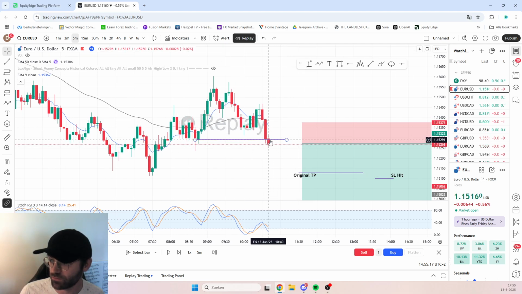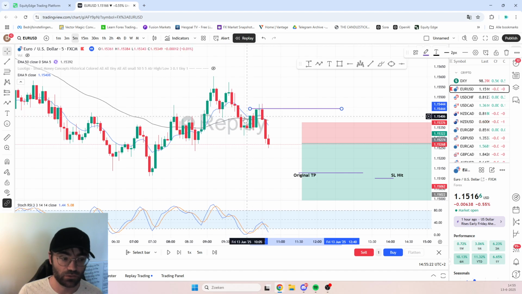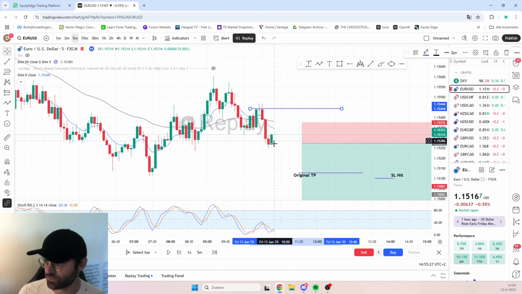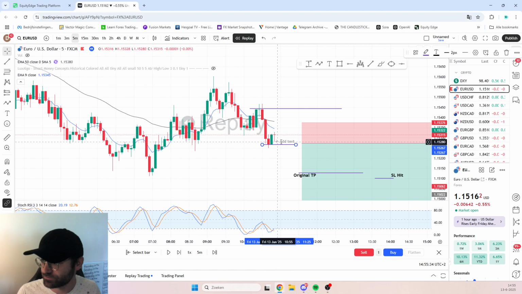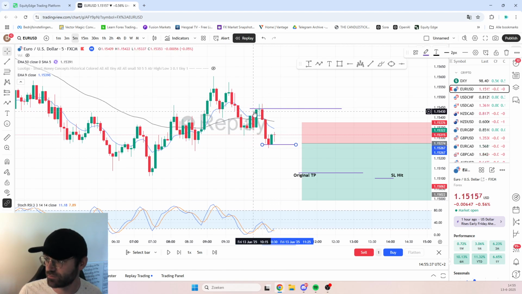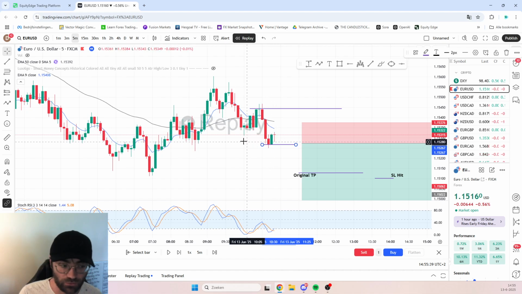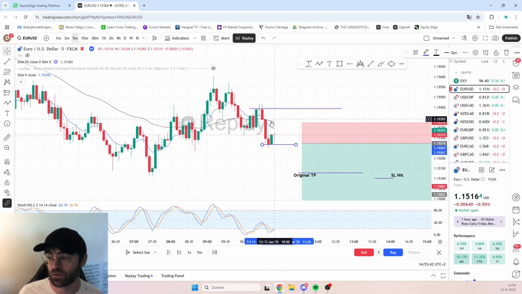So from here on out, this right here is the new lower high, and this is the new lower low. Excuse me. This is the lower low, and this is the lower high. Yeah, lower high, lower low. We're bearish right now. So as soon as we went bearish, I was interested in a short, right?